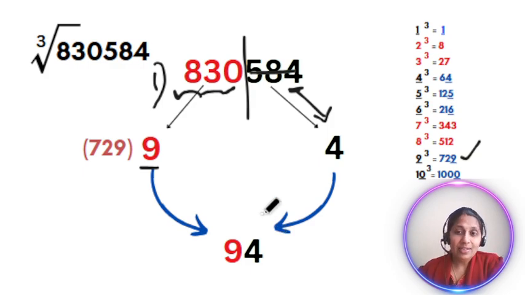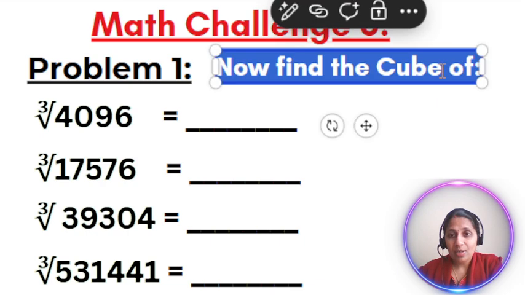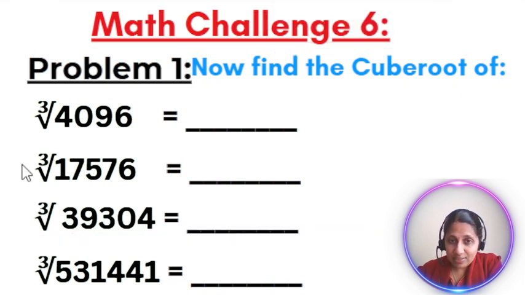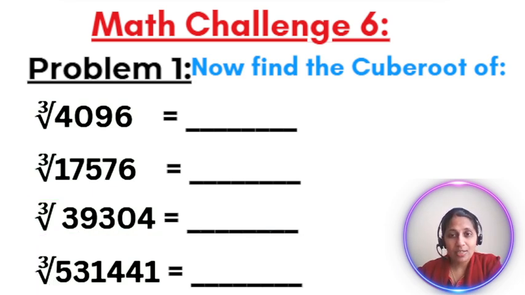So now here is the task for you, which is the task of our challenge number 6. Find, not the cube, but the cube root of the numbers 4,096, 17,576, then 39,304 and 531,441. So solve this and don't forget to post your answers.